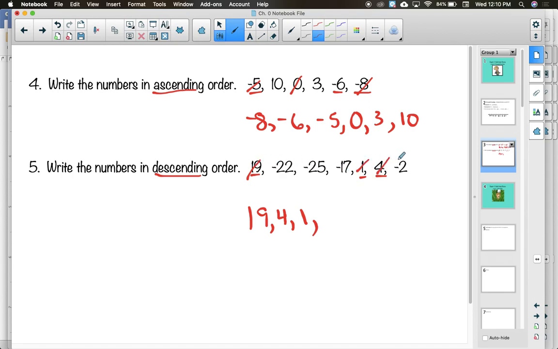Now I'm going to use my negatives. So remember, I'm going from biggest to smallest. I'm going descending order. So my biggest negative is the one that looks like it's actually going to be smallest, which is -2. That's the one closest to 0 on the number line. Then -17, -22, and -25. So there's my list in greatest to least or descending order.